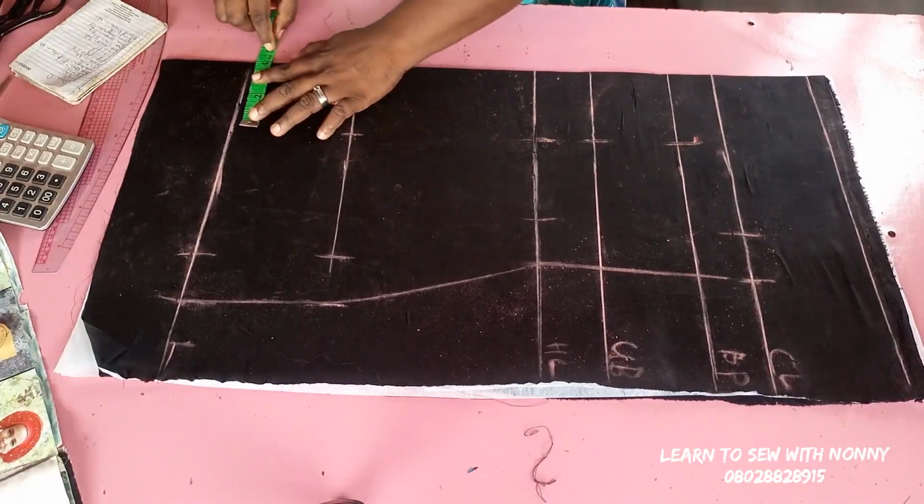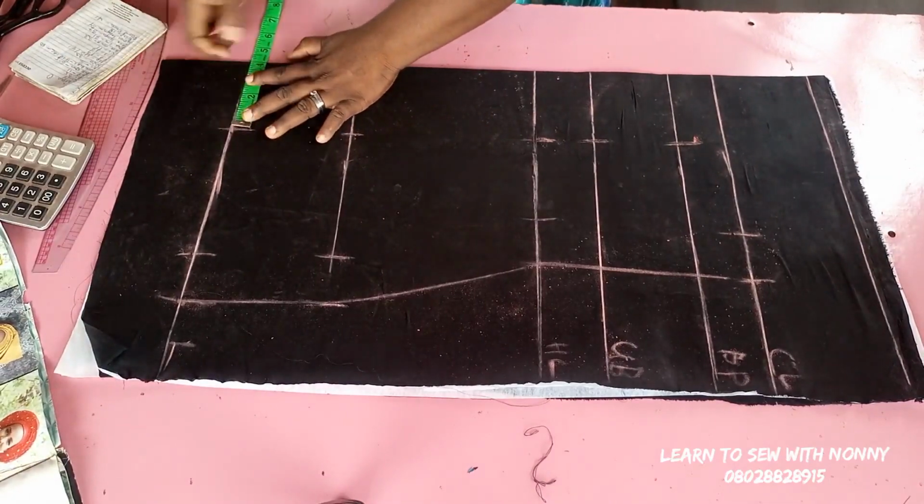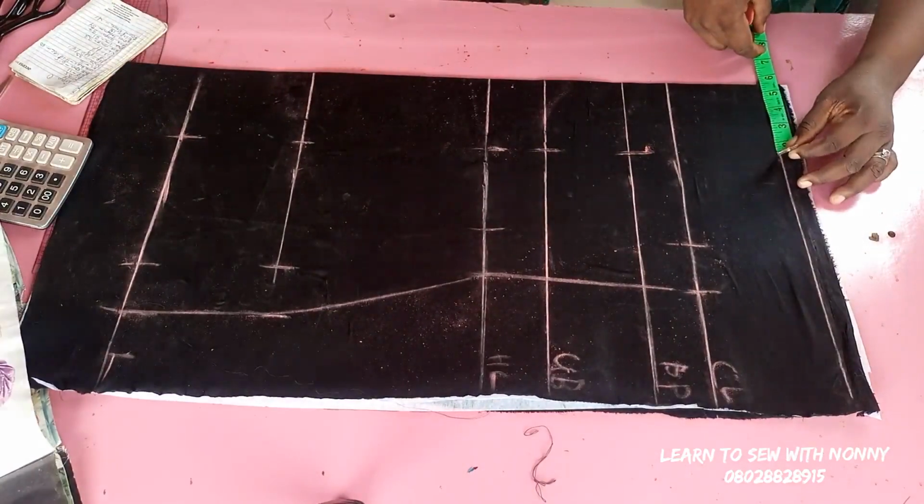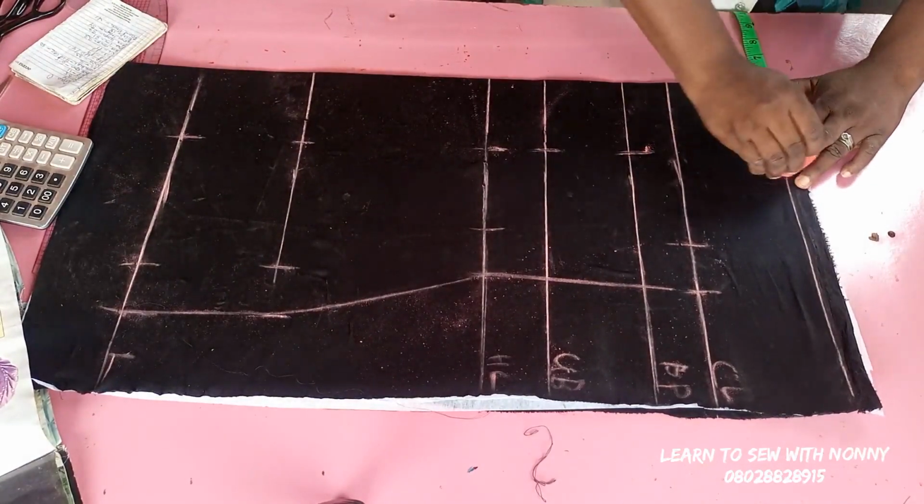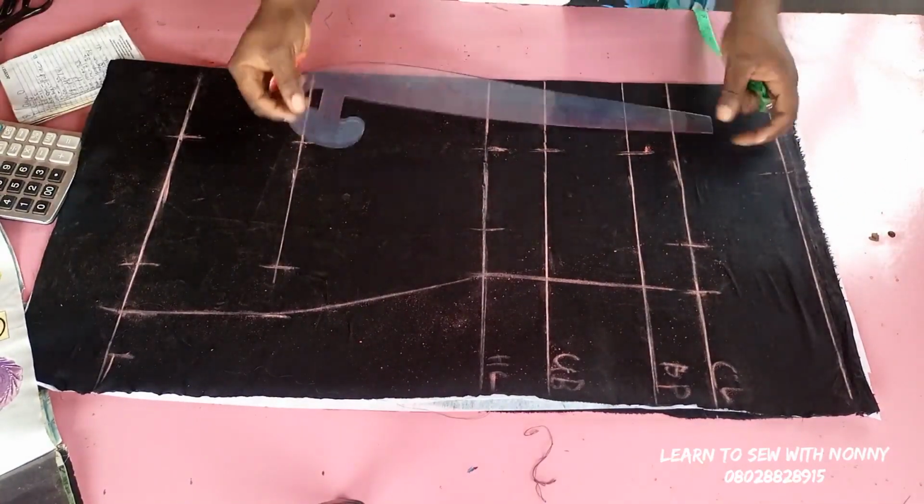So I'm marking 4 inches on the bust point, under bust, half length, the hip line, and the length of the blouse. Now to the shoulder line, I'll add 1 inch to whatever I have as the bust span measurement.